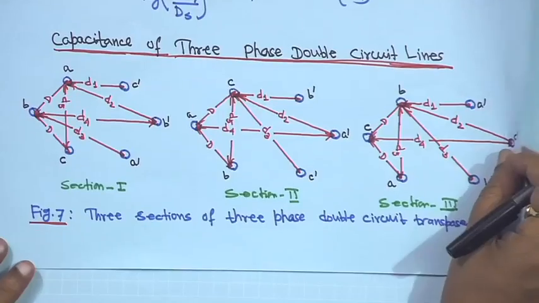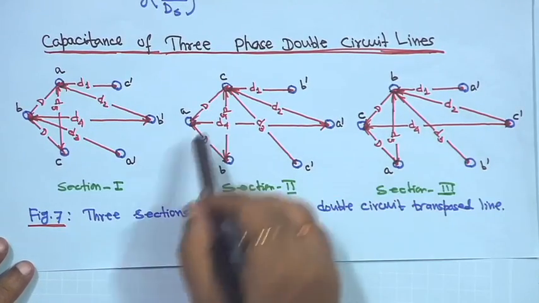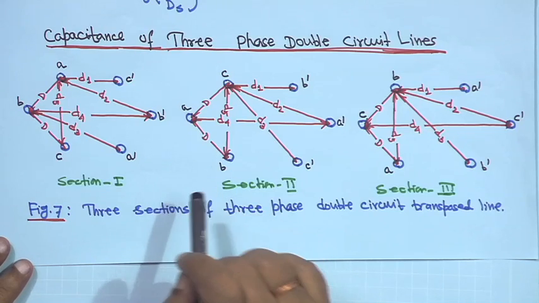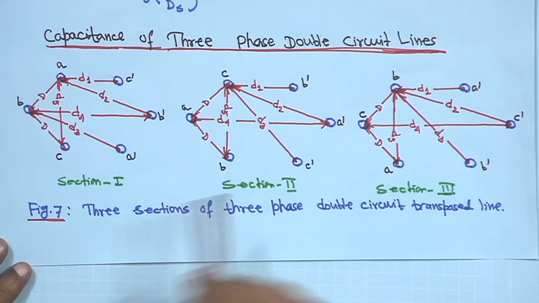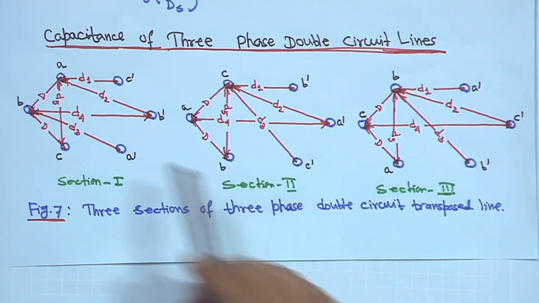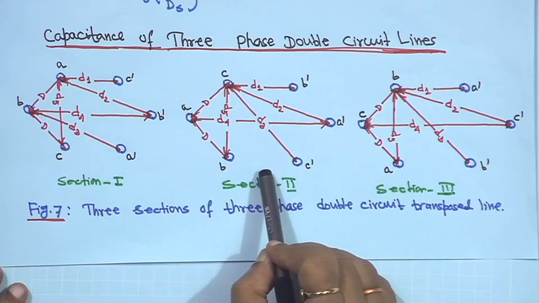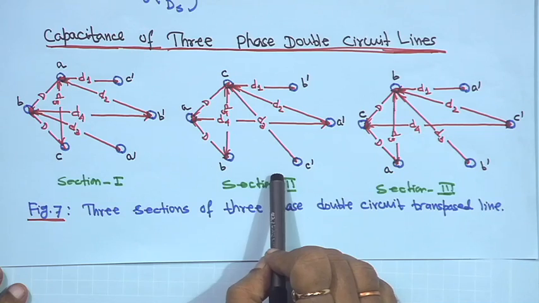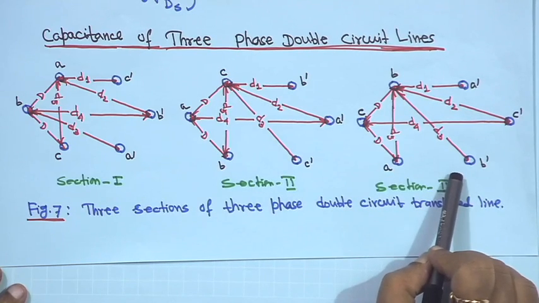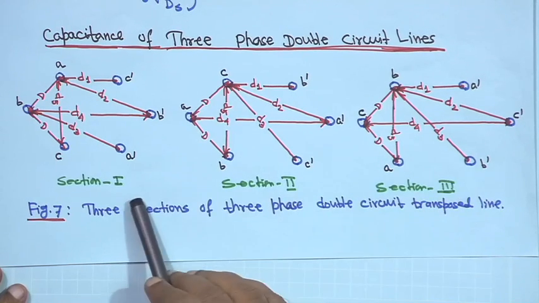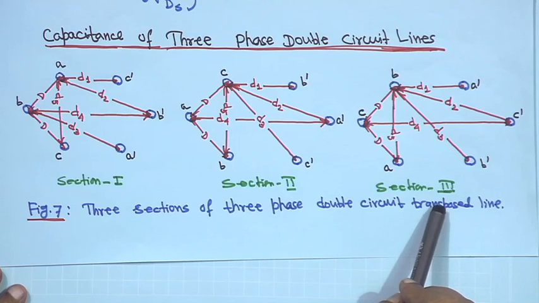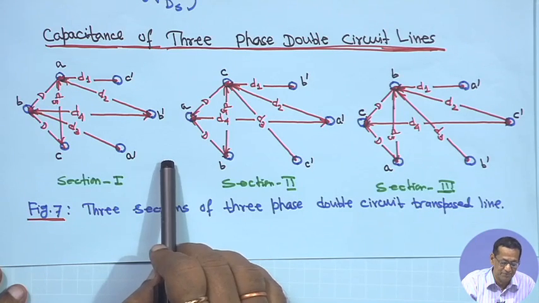Today we will start the capacitance of three phase double circuit lines. Earlier, for inductance as well as capacitance, we assumed that the lines are transposed. So, this is the configuration for the first transposition cycle, this is the configuration for the second transposition cycle, and this is the diagram for the third transposition cycle. So, section 1, section 2 and section 3. This arrangement we have seen everything before.